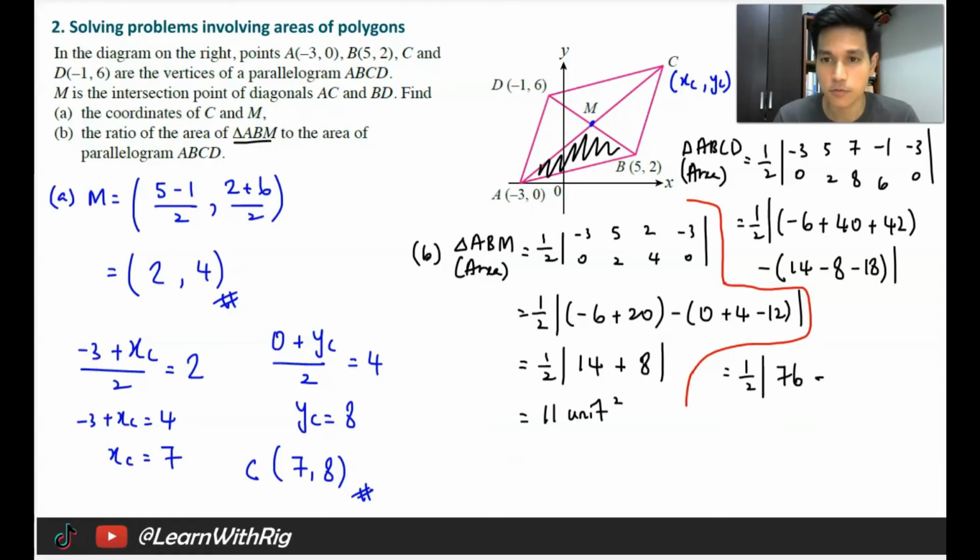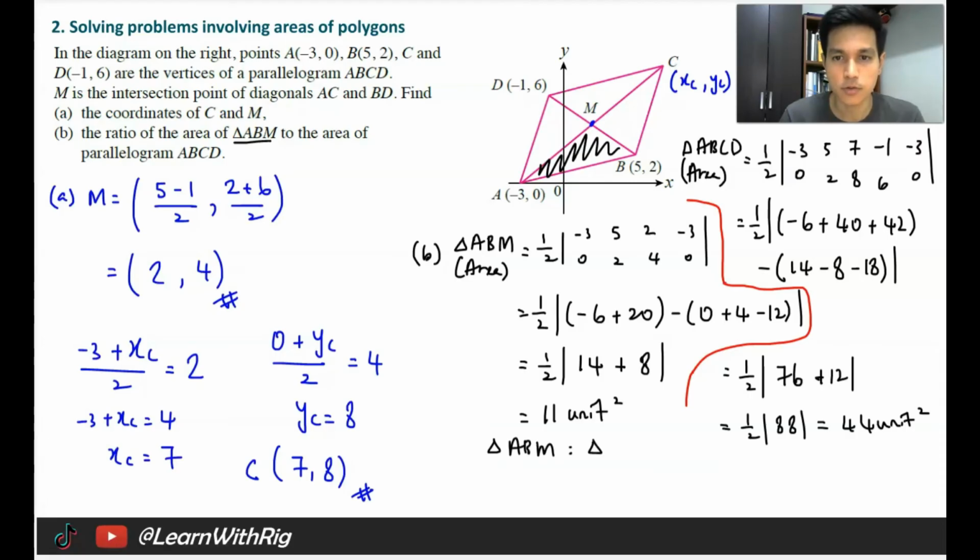negative 12. So here becomes plus 12. So you should get 1 over 2 of 88 here. Answer is 44 units square. So since they asked for the ratio of the area of ABM to the area of ABCD, it is 11 to 44. So your answer is 1 to 4. Okay, sorry I had to cram here, but I don't have any more space, so just bear with me, okay?